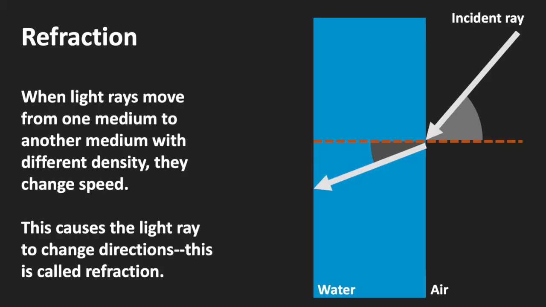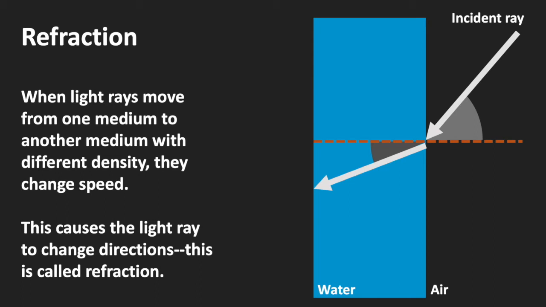So what about refraction? Refraction occurs when light rays move from one medium to another medium with a different density. Remember, a medium is what the wave travels through, so this could be something like air, water, or glass for light waves. When a light wave moves from one medium to another, its speed changes. This causes the light ray to change directions. This is called refraction.